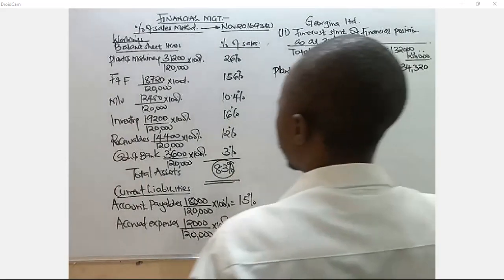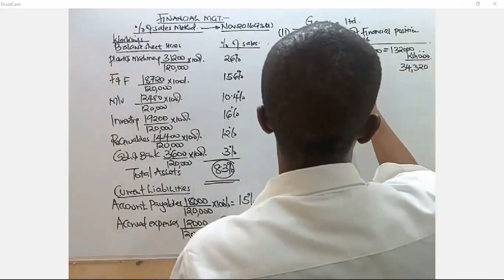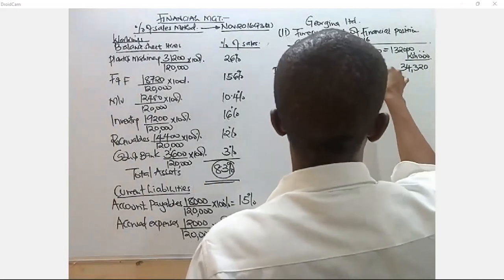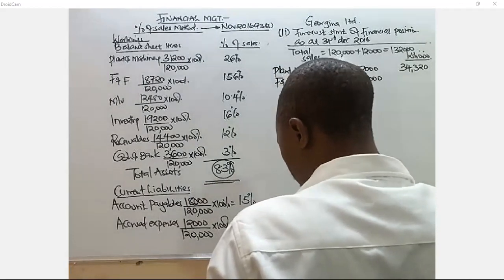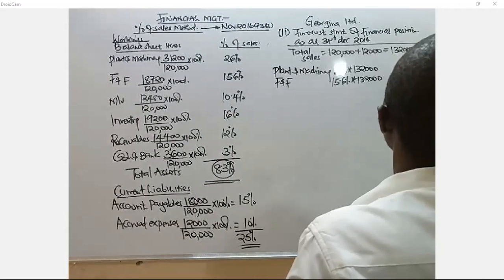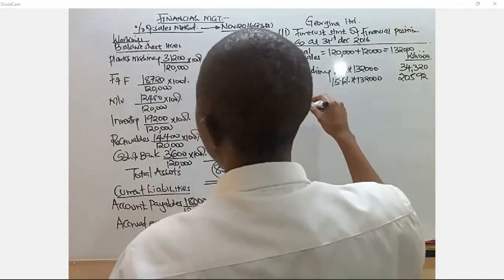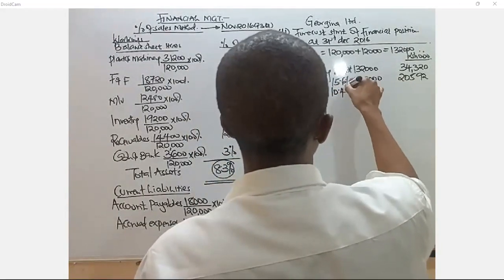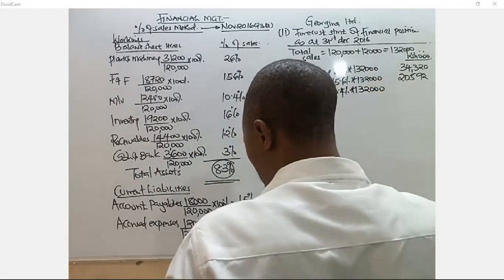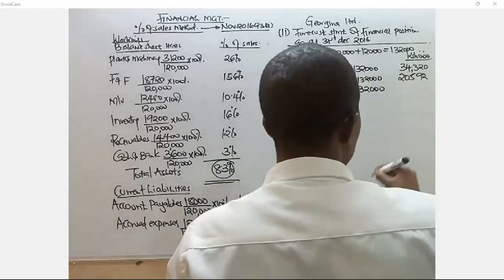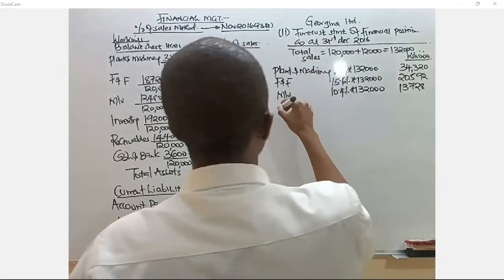We'll be able to get 34,320. Then we have the second one, which is furniture and fittings, which we got as 15.6%. We multiply by 132,000. 0.156 times 132,000, we are getting 20,592. Now, the other one will be motor vehicle, where we are getting around 10.4% times 132,000. 0.104 times 132,000, getting 13,728.